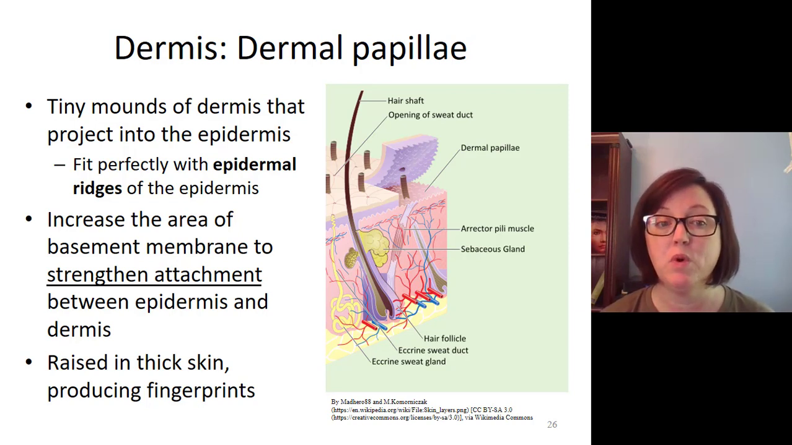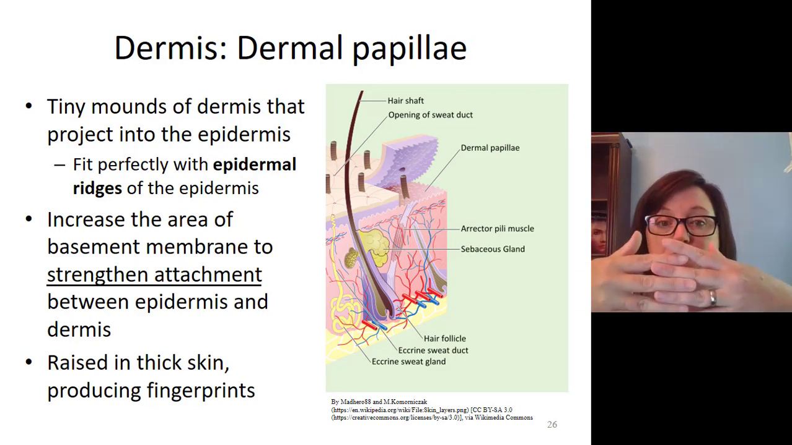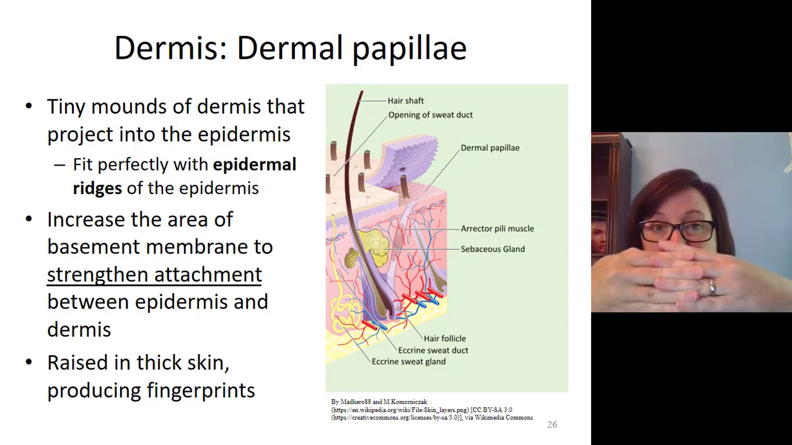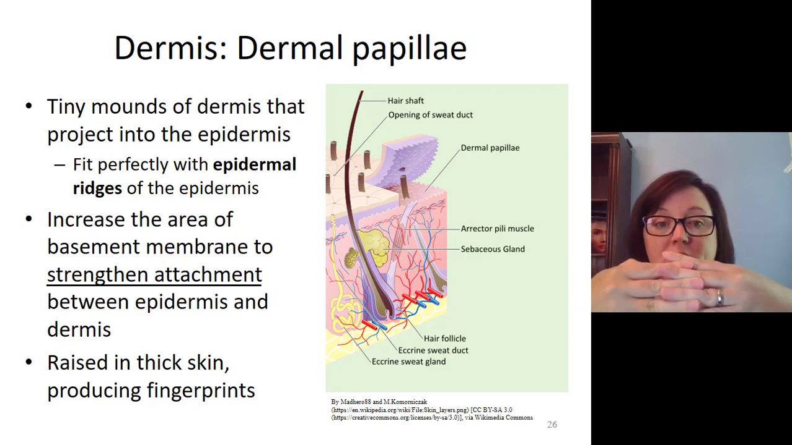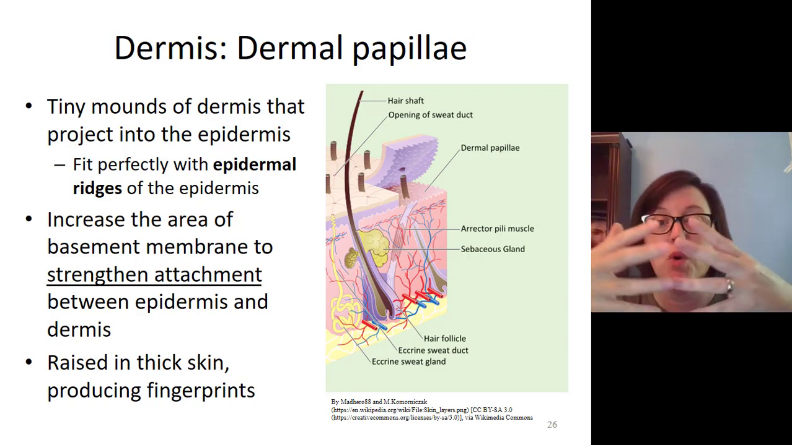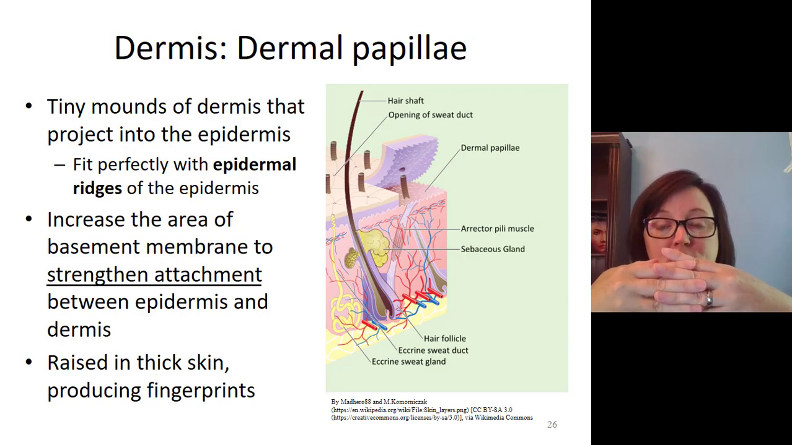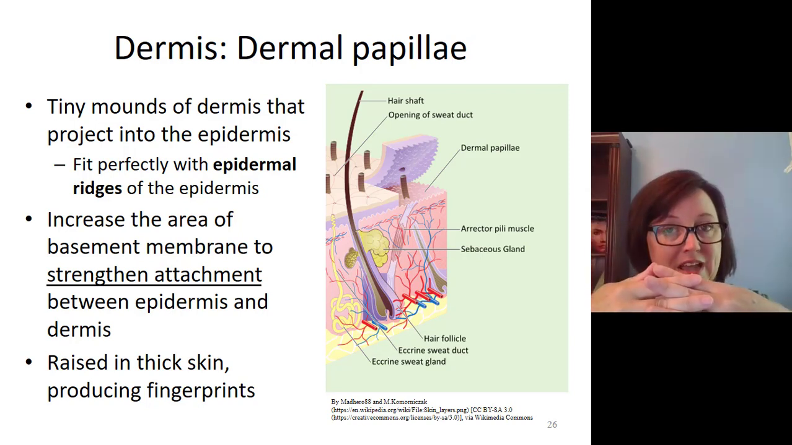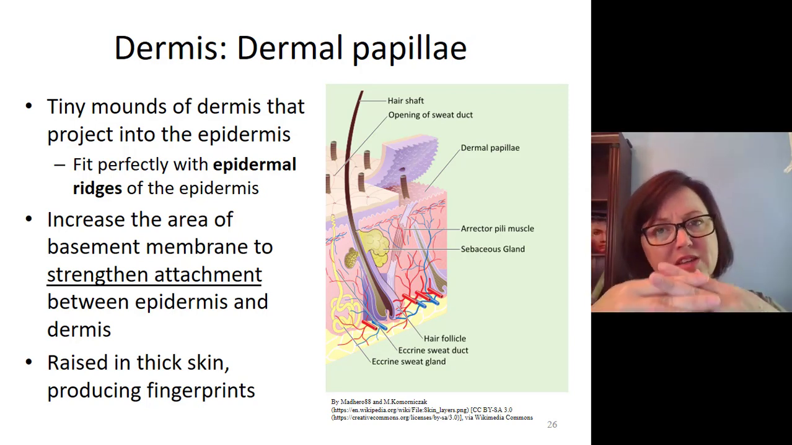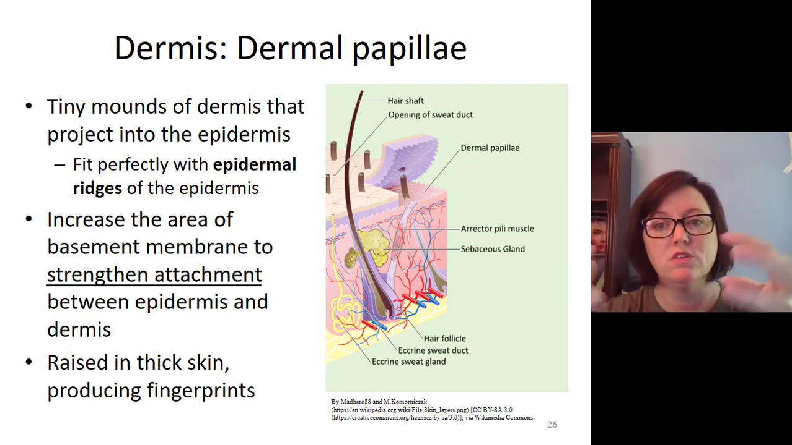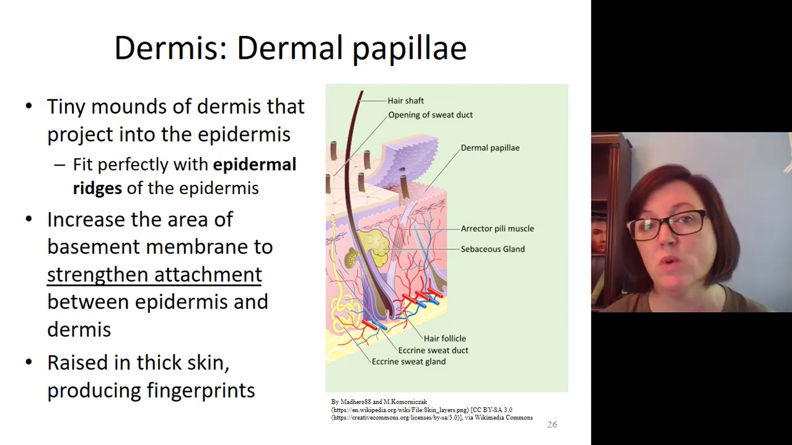And this is really important because it increases the surface area for connection to strengthen that attachment between the dermis and the epidermis. Right? So the more points of contact that you have between these two layers, the better the attachment. This is kind of the idea behind Velcro too. So this is what keeps our epidermis connected to our dermis.